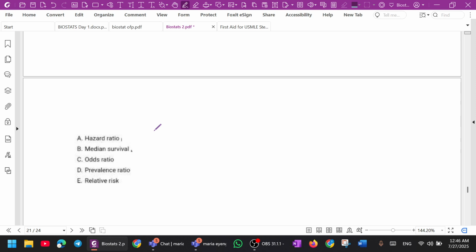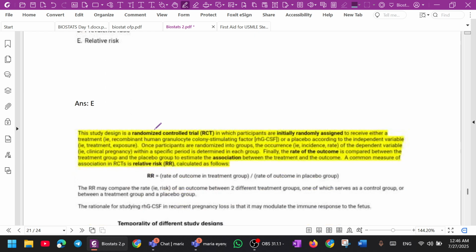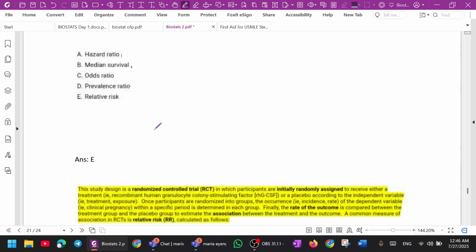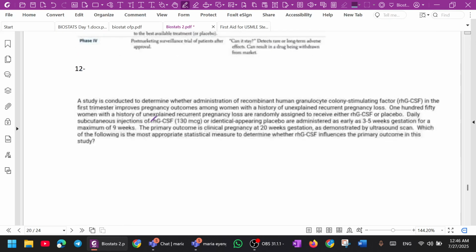Okay, what's the answer? Are we talking about hazard ratio? You think that's the answer? Yes. Okay, let's see. Oh, I think it's relative risk. Okay, you are thinking about relative risk. No, I was thinking about either hazard or median survival. But let's see, why is it not? Okay, read the answer.